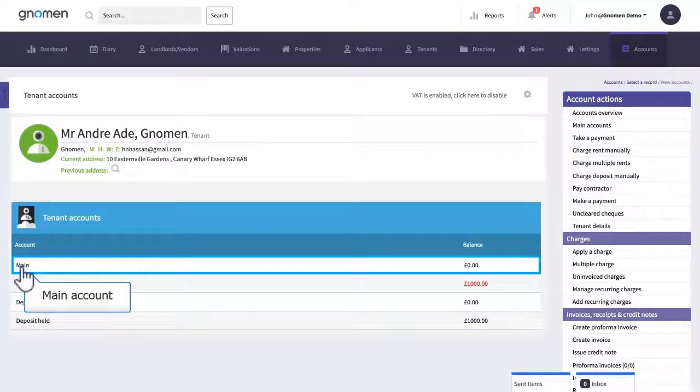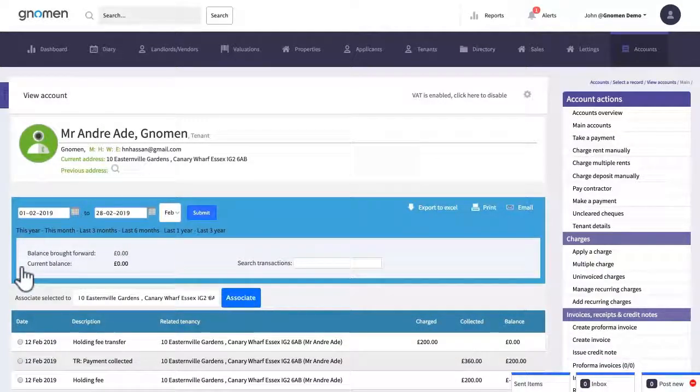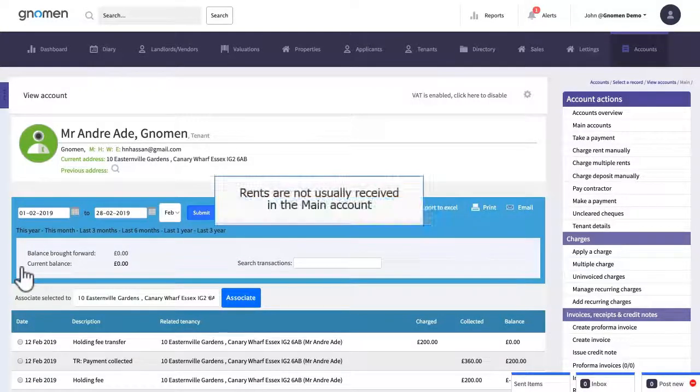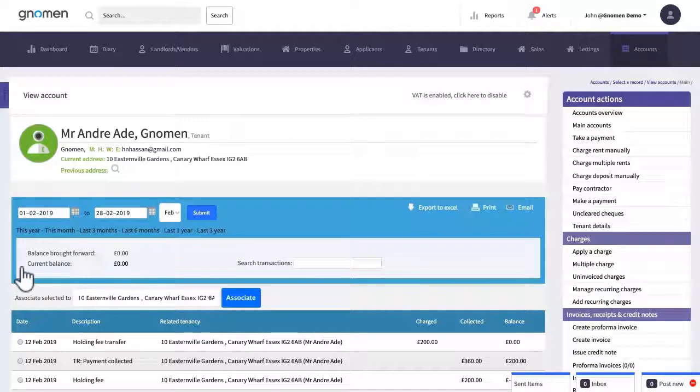The main account can be seen as the client's general ledger. The main account usually deals with transactions between the agency and the tenant and has nothing to do with the landlord. So generally rent should not be collected into the main account unless you're working around a particular scenario. Pretty much all accounts that you see have a debit and a credit column.